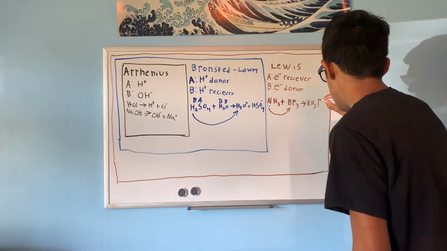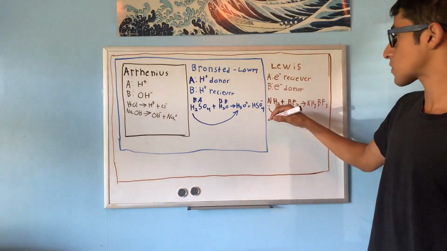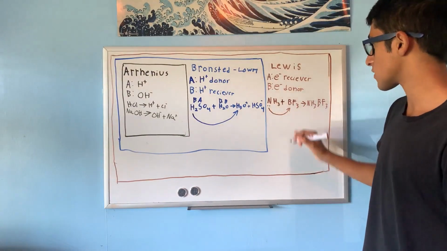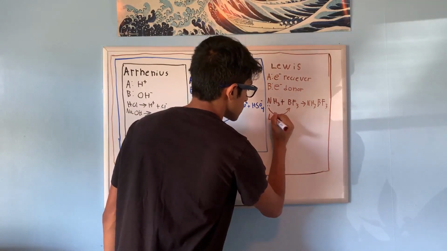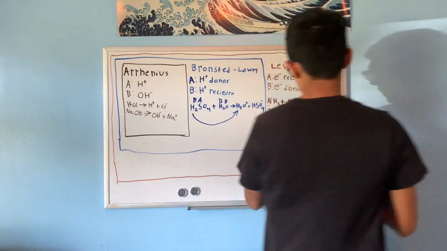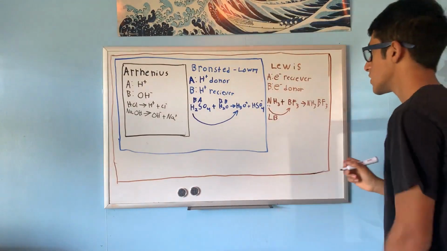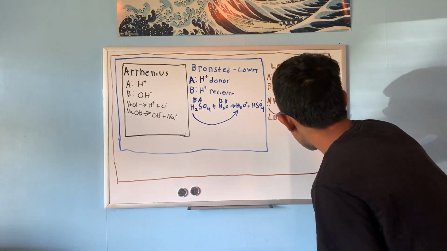NH3BF3. So what we can see is that NH3 donated an electron pair, making NH3 the Lewis base, and we can see that BF3 accepted electrons and it received electrons, making it the Lewis acid.